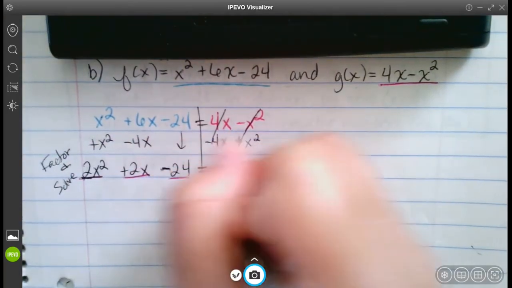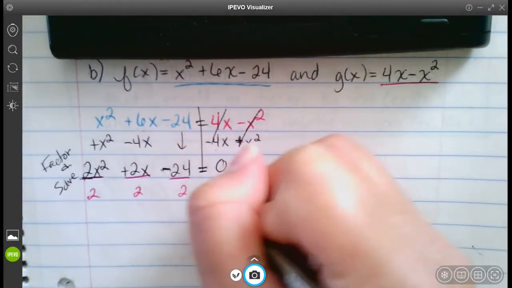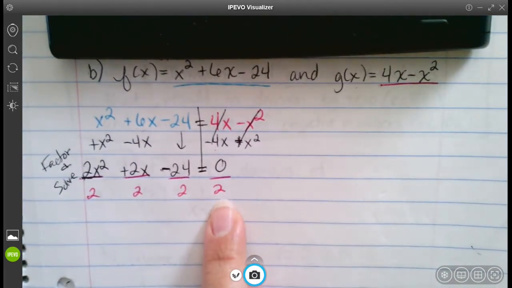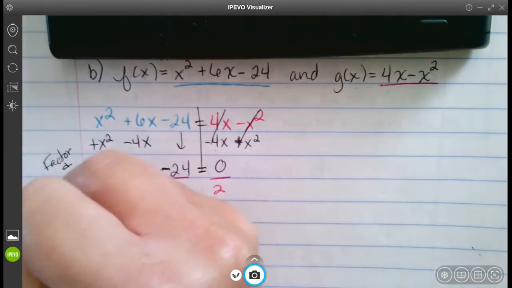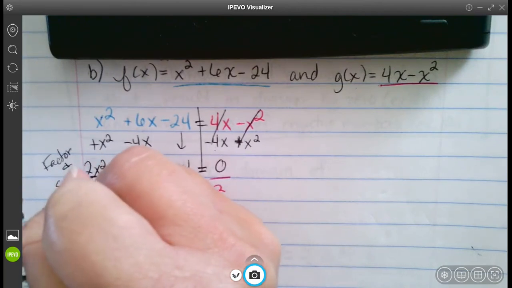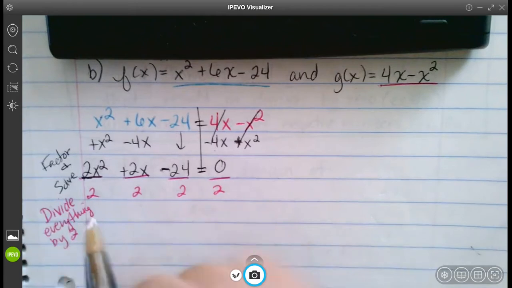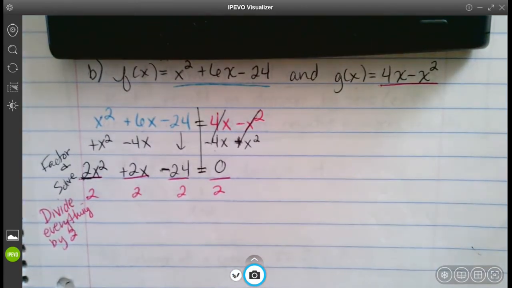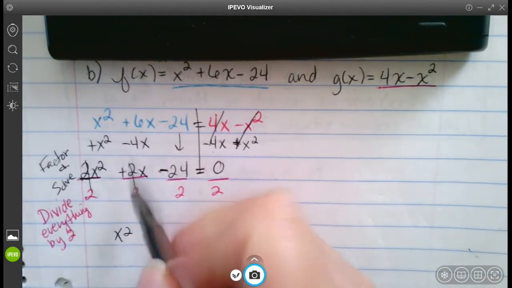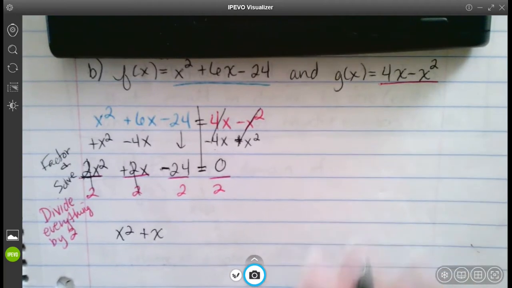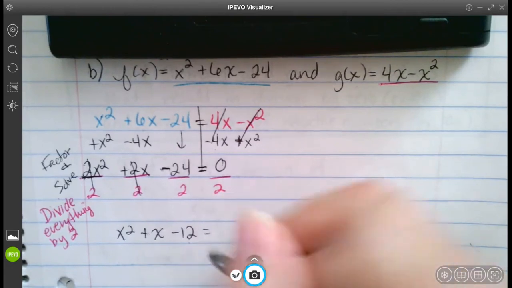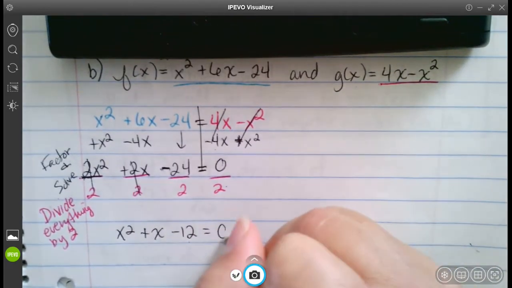So I'm going to divide out a 2 here. As long as you do whatever you do on the left side to the right side, you're allowed to do that. So here, just as a side note, we're going to divide everything by 2. That's what I did right here. That's going to help us out because it makes our life so much easier. So this is now x squared, this is just x, so plus x, minus 12, because 24 divided by 2 is 12, is equal to 0 divided by 2, which is just 0.